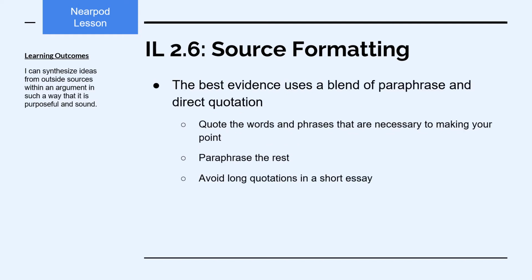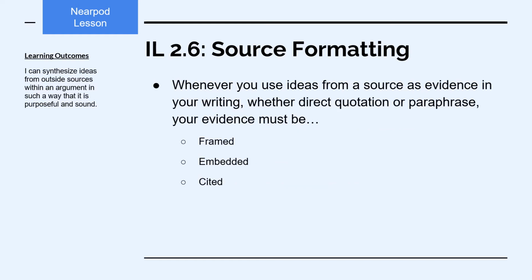Finally, the best specific evidence will use a blend of paraphrase and direct quotation. The rule of thumb here is you want to quote the words and phrases that are necessary to making your point and paraphrase the rest. You also want to avoid long strings of quotations in a short essay, like the ones that we're writing. Additionally, whenever you use ideas from a source as evidence in your writing, whether you are directly quoting it or paraphrasing it, your evidence must be framed, embedded, and cited.